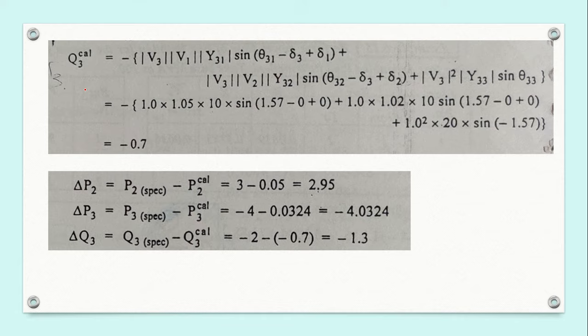So after getting the active and reactive powers of all the buses, calculate the mismatch values. Calculate the active power mismatch for the second bus. Delta P2 is equal to P2 specified minus P2 calculated. The specified value was 300 megawatt, which is 3 per unit, minus the calculated value, is equal to delta P2, 2.95 per unit.